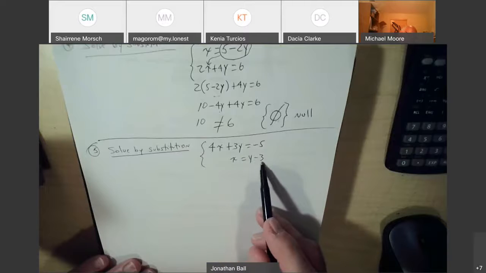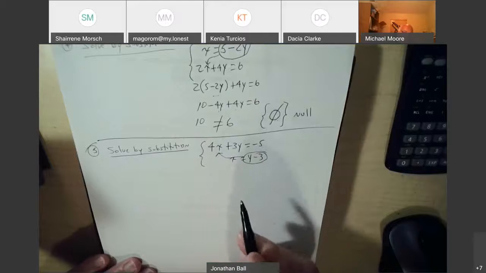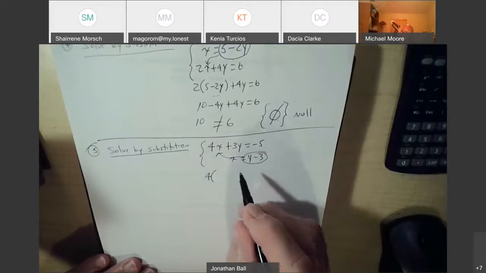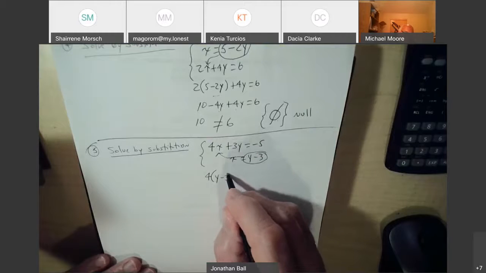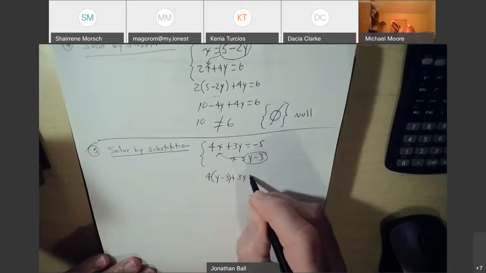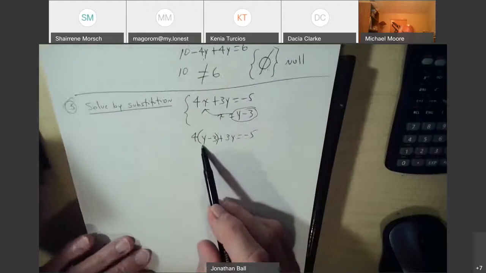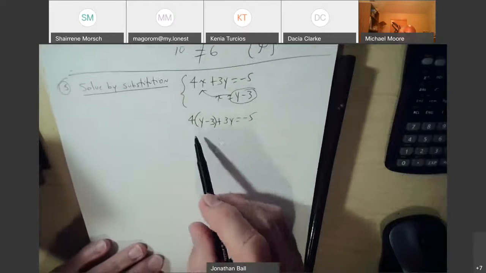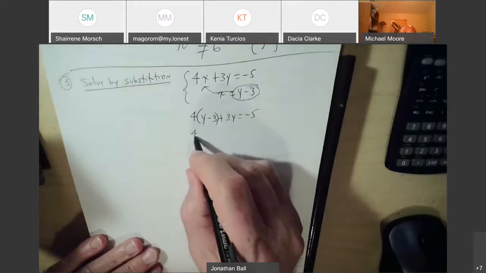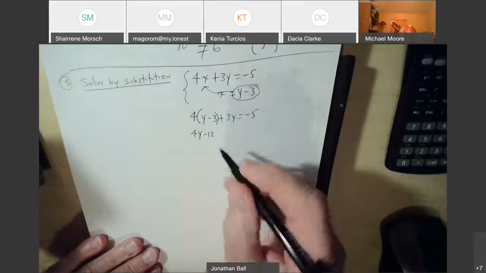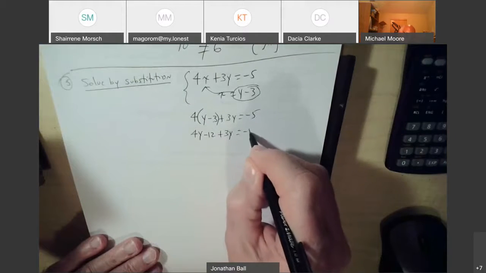Okay, x and y minus 3 are the same, so we're going to plug this into the other equation. So we have 4 times x, but instead of x, we have 4 times y minus 3, plus 3y equals negative 5. Now we do distributive property here. We multiply 4 times everything inside here. We get 4y minus 12, plus 3y equals negative 5.